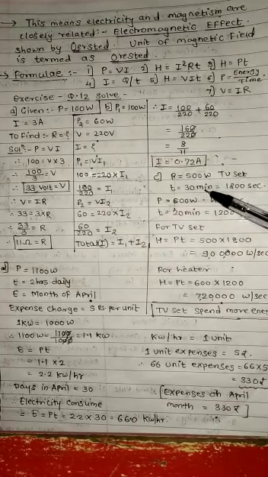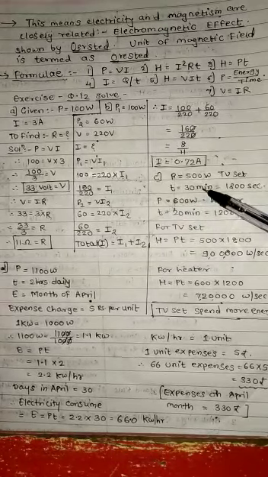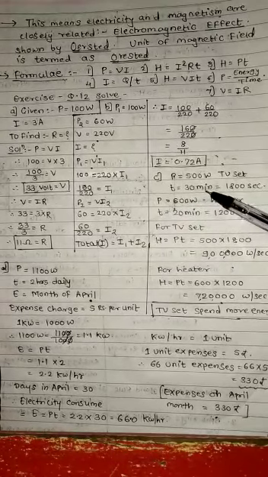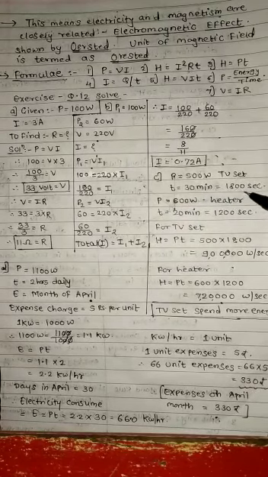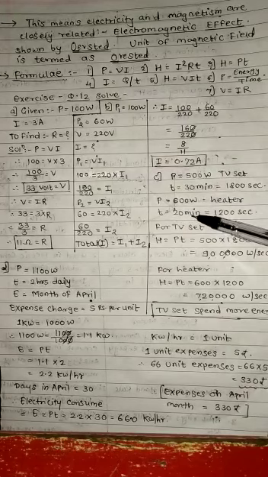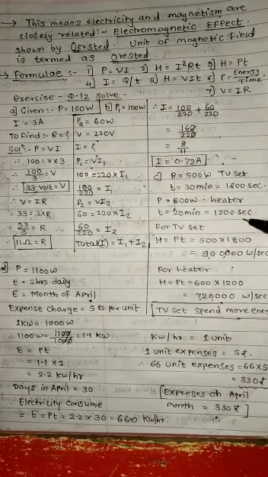So first you have to convert minutes into seconds. 1 minute is equal to 60 seconds. So 30 minutes is equal to 60 into 30, that is 1800 seconds. And 20 minutes also you have to convert into seconds, that is 20 into 60, 1200 seconds.